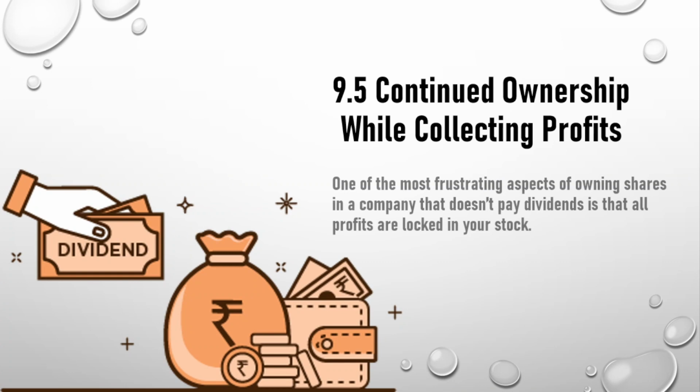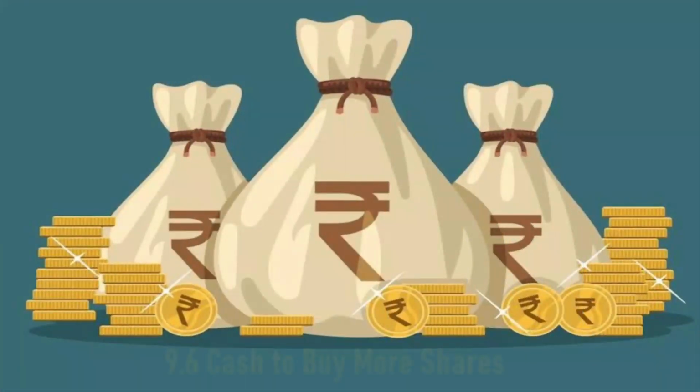One of the most frustrating aspects of owning shares of a company that doesn't pay a dividend is that all the profits are locked in your stock. The only way to access those profits is to sell the shares. With the dividend stock, you retain ownership of the company while collecting a share of its profit. Cash to buy more shares.